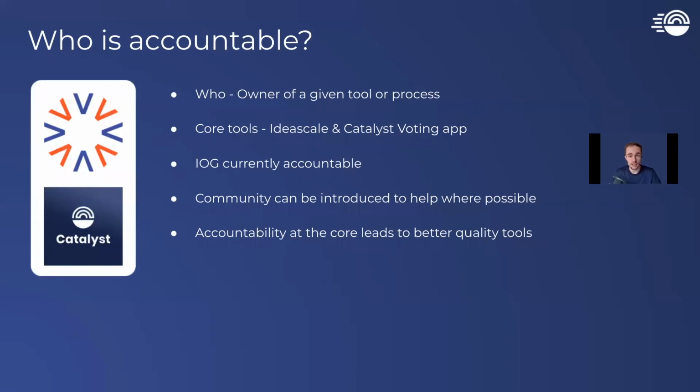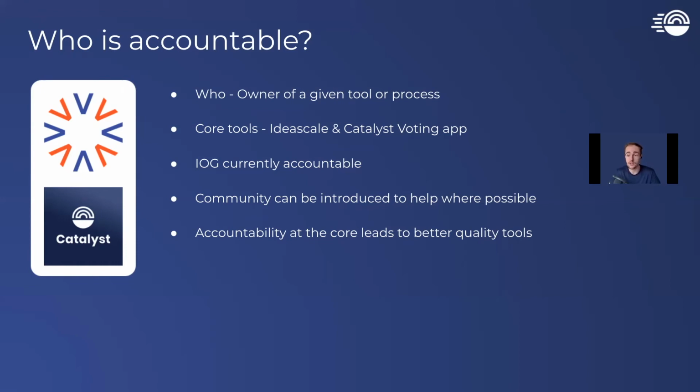Realistically, it is the owner of a given tool or process. They are the ones who manage and own something, and who are actually making changes to it. The core tools at the moment are IdeaScale and the Catalyst Voting App, which means that IOG are currently accountable for making sure the data is available for those core parts of the ecosystem. This is not to say that the community cannot be involved.